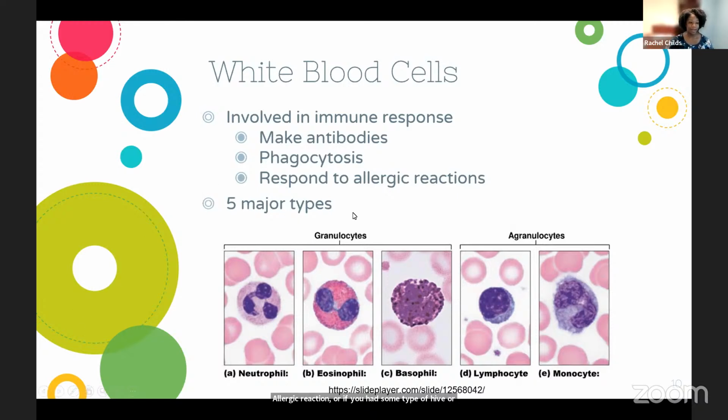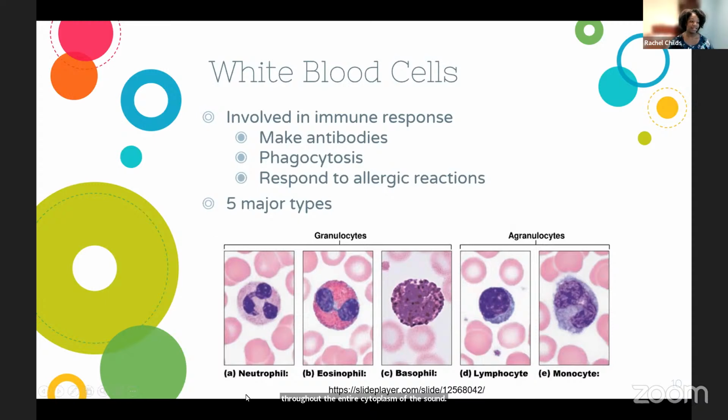There are 5 major types of white blood cells. It's divided into 2 major categories. You have your granulocytes, which are composed of granules. The granules are all of these little dots that you see in these large white blood cells here. Those are the granules, and that's how they get their name, the granulocytes. Then you have agranulocytes, which are white blood cells that do not have granules scattered throughout the entire cytoplasm of the cell.